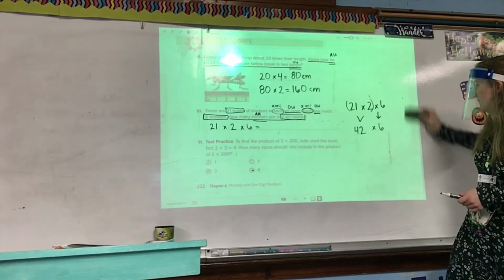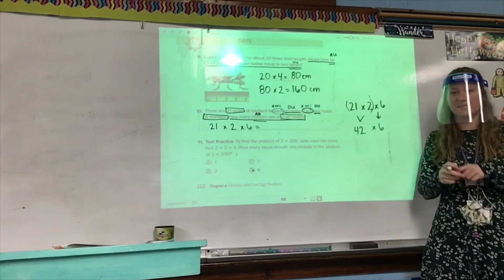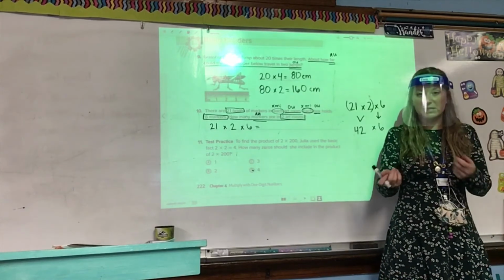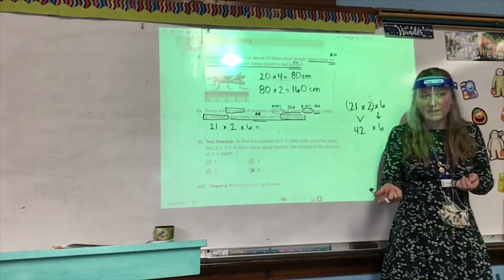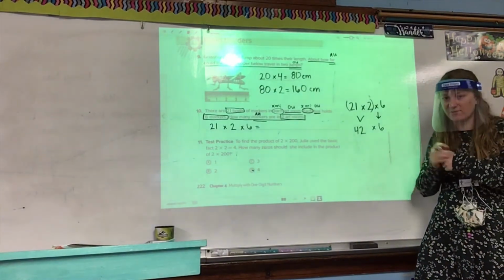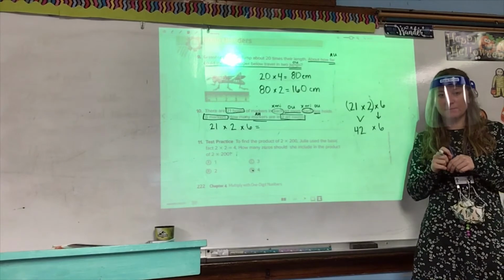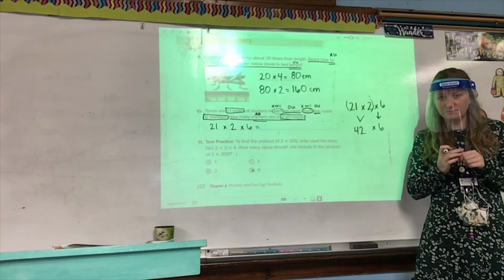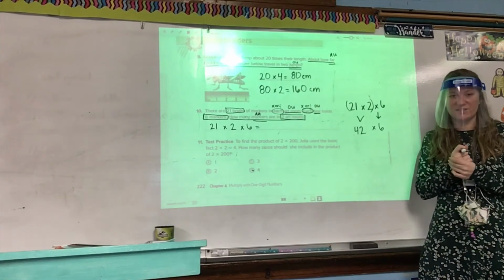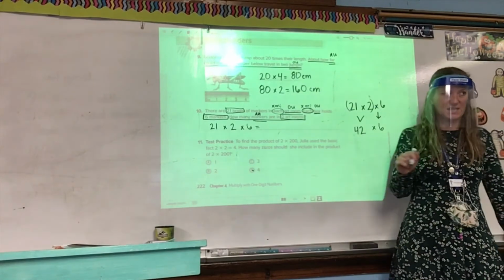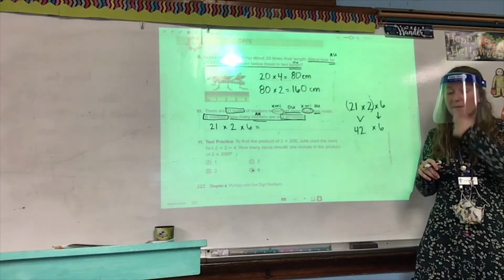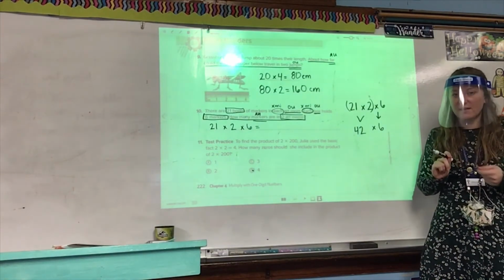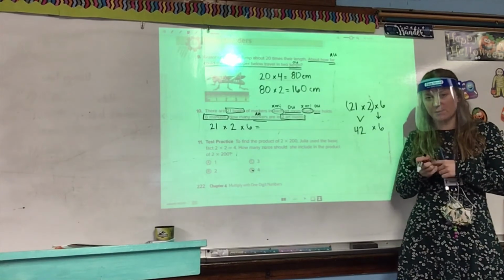Now, would it be a good idea to use repeated addition for 42 times 6, Zari? No, because that would take a really long time, and I might miscount how many times I added 42. So what should I use instead? Should I use base 10 blocks? No, because we'd have to model 42 and then repeat it 6 times. Definitely not an array, because then I'd have to have 42 counters, and that's way too many. So what would the best way to solve this be?